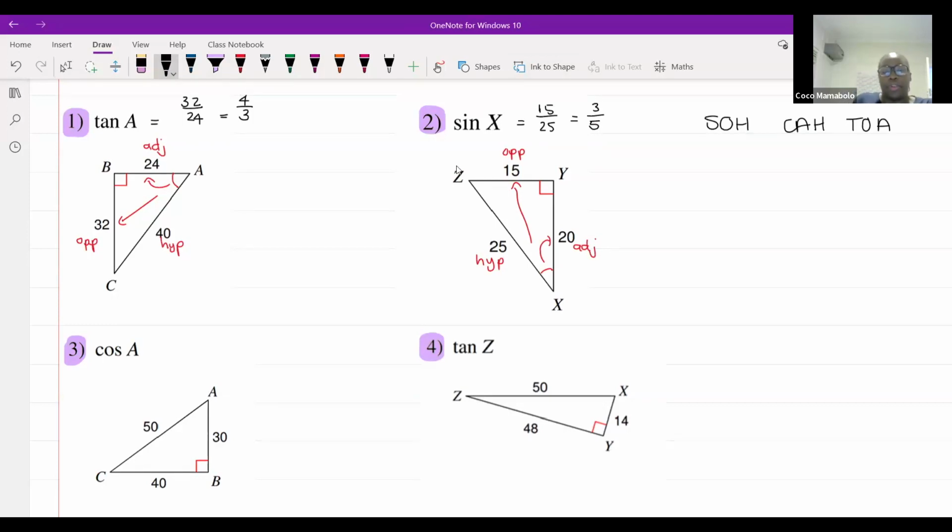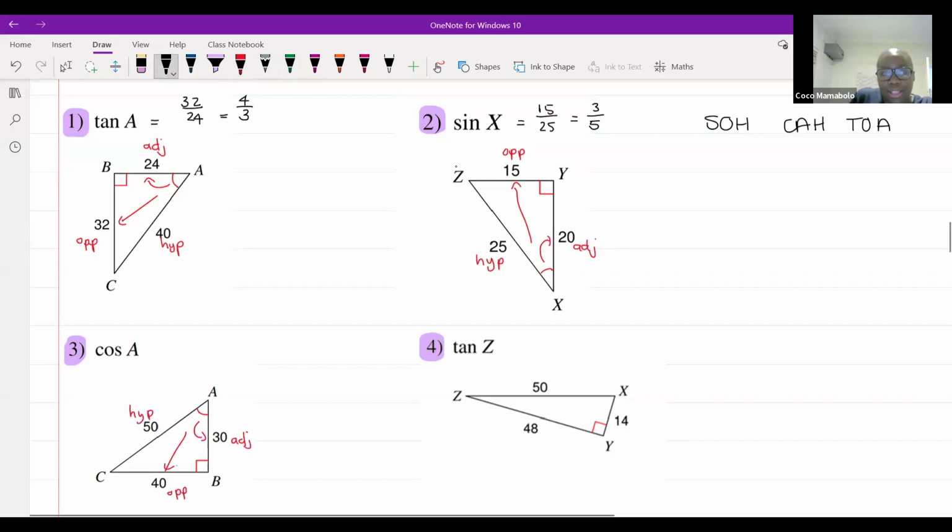Okay. For number 3 over here, I've got cos of A. So my reference angle is A. I'm going to label in terms of A. 30 over here is my adjacent side. 40 all the way on the other side is the opposite. And 50 is my hypotenuse.